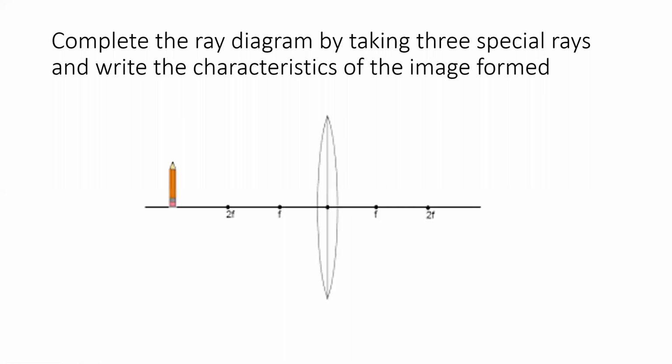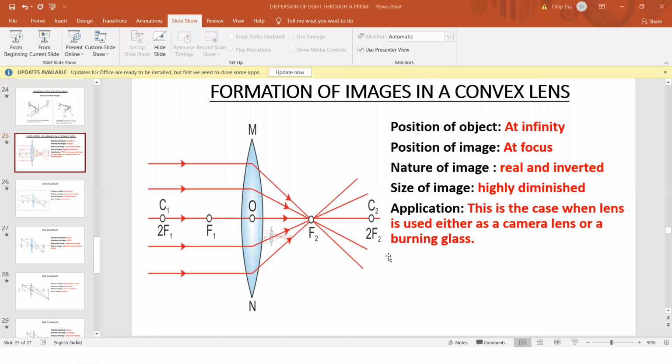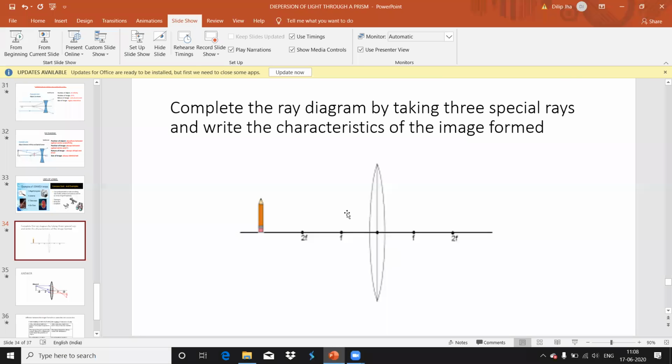Now, there is a question for all of you. This is the question. Complete the ray diagram by taking 3 special rays and write the characteristics of the image formed. ये तुम्हारा क्वेश्चन है. And try to solve this question by using 3 special rays. 3 rays लेना है.